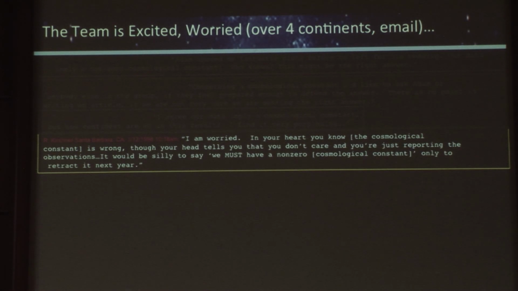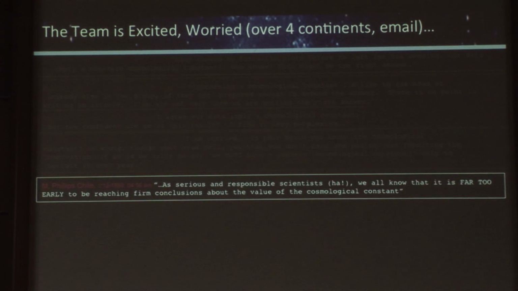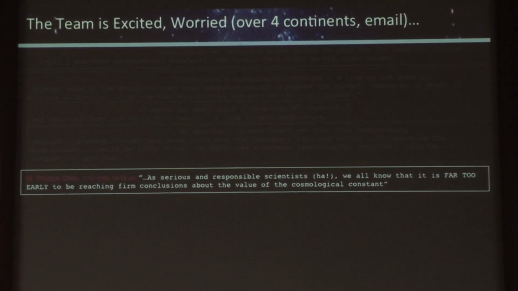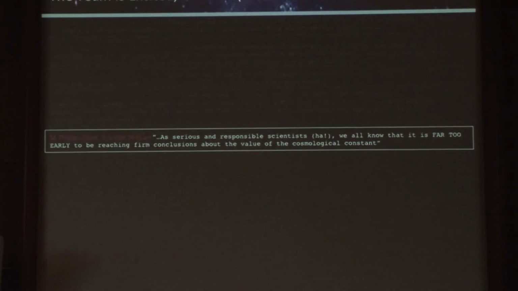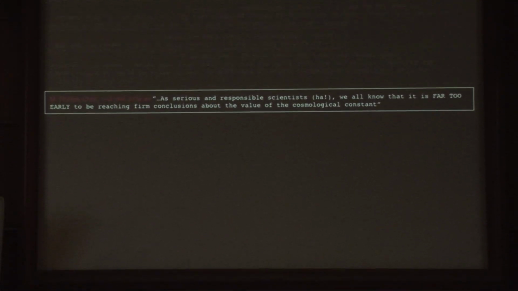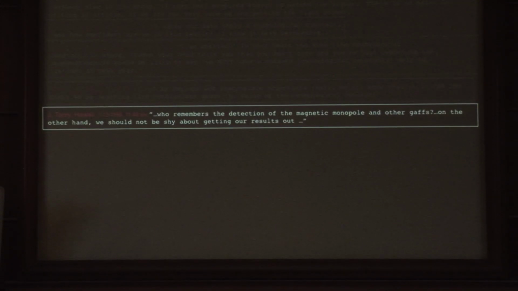He was Adam's and my PhD supervisor. In your heart, you know the cosmological constant is wrong, though your head tells you you don't care and you are just reporting the observations. It would be silly to say we must have a non-zero cosmological constant only to retract it next year. Mark Phillips in Chile says, as a serious and responsible scientist, we all know that it is far too early for reaching firm conclusions about the value of the cosmological constant.